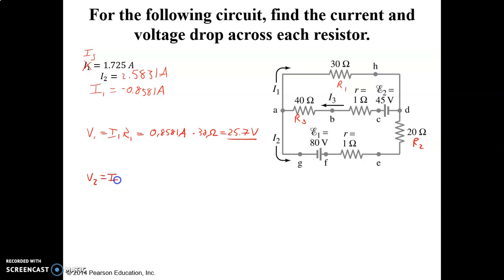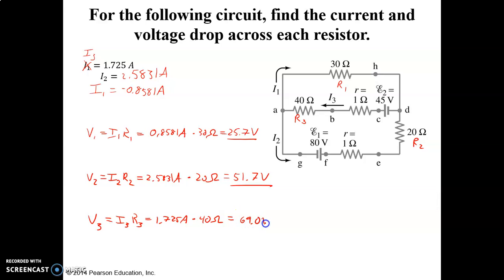The voltage drop across R2 would be I2 times R2. We found that I2 was 2.5831 amps times R2, which is 20 ohms, gives us a total voltage drop of 51.7 volts. And then finally, V3 would be I3 times R3, the current going through the resistor times the resistance itself, 1.725 amps times R3, which is 40 ohms, gives us a total voltage drop of 69 volts.